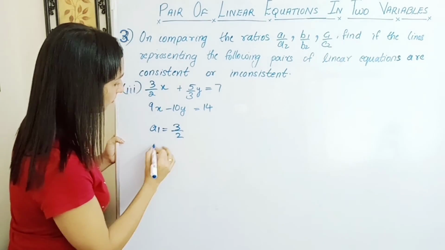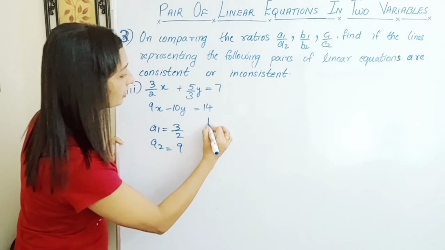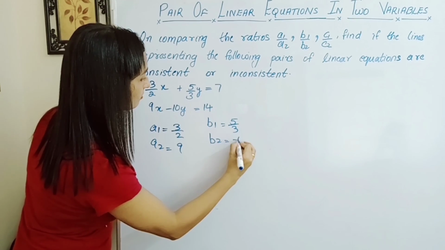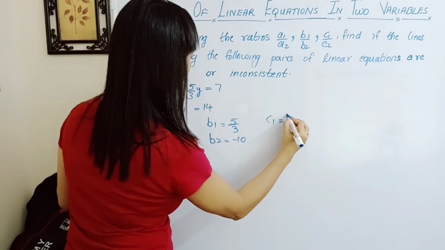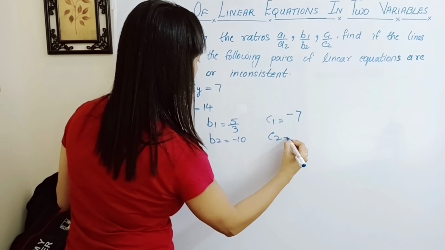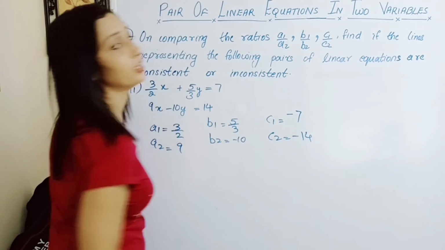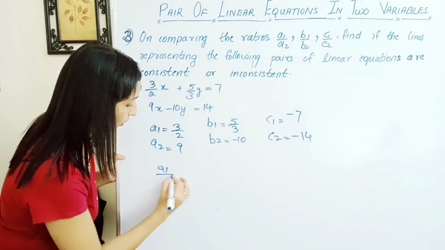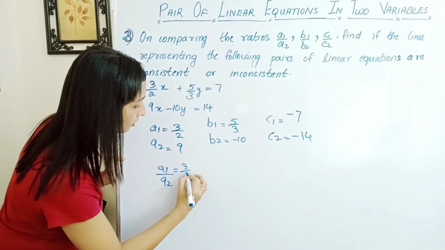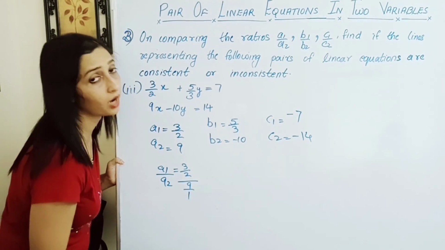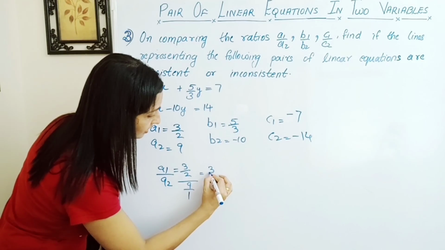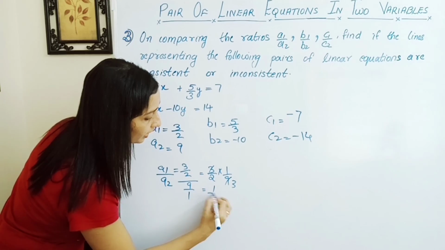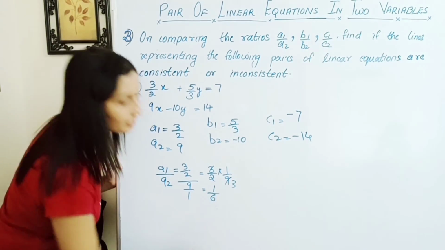a1 is equal to 3 by 2, a2 equals 9, b1 equals 5 by 3 and b2 equals minus 10. C1 equals minus 7 and C2 equals minus 14. Now let's find out A1 by A2, B1 by B2 and C1 by C2. So A1 by A2 is equal to 3 by 2 by 9 by 1. What is that? It can be written as 3 by 2 into 1 by 9. 3 3s are, and you get A1 by A2 as 1 by 6.